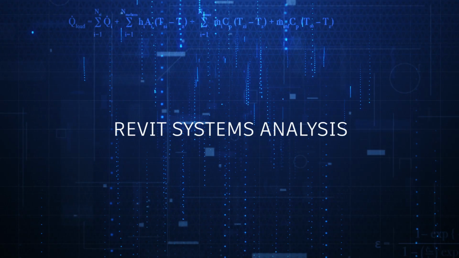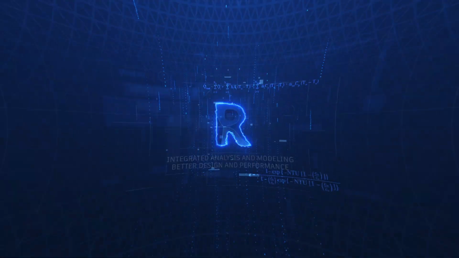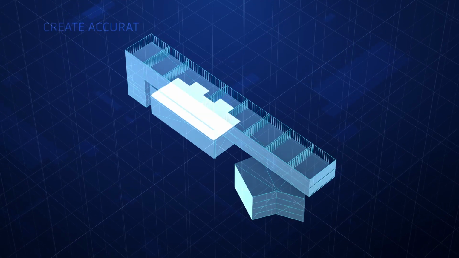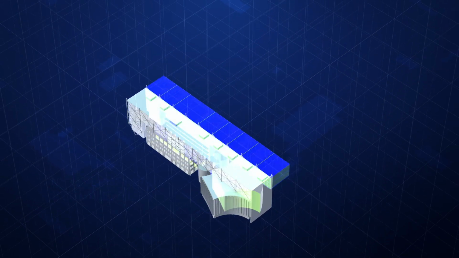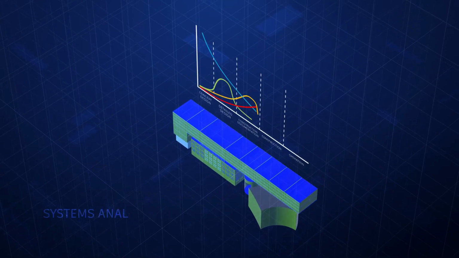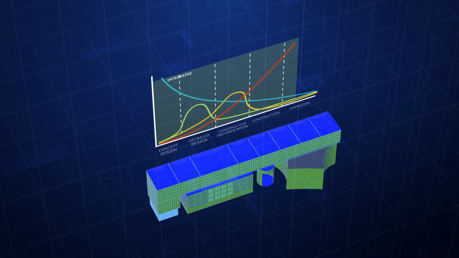Discover Revit Systems Analysis. Integrated analysis and modeling, better design and performance. Use architectural models at any level of detail and completeness to quickly create accurate, analytical geometry. This is especially valuable for enabling systems analysis from the earliest stages of design, staying in sync with architectural development.